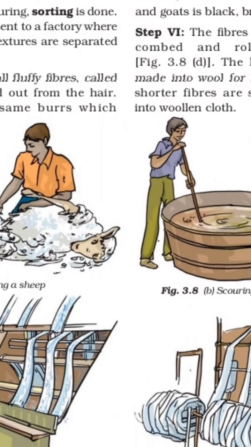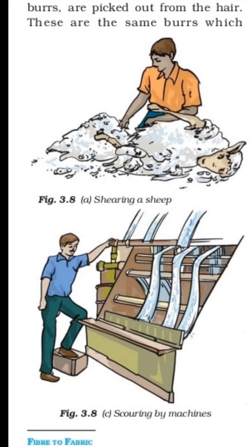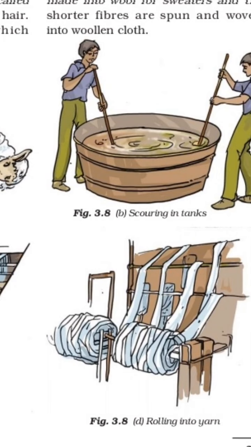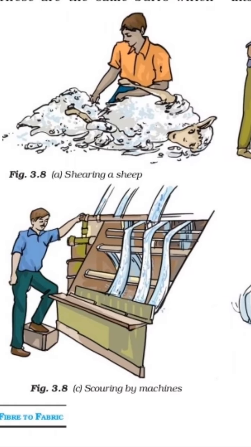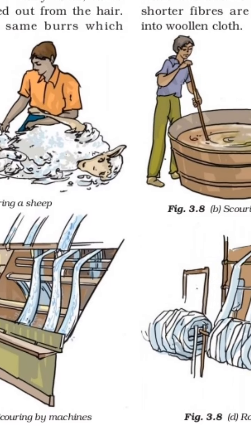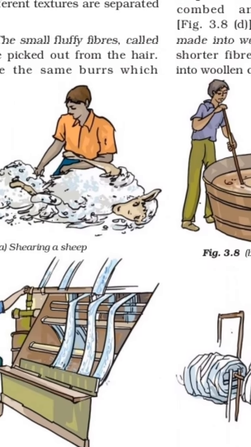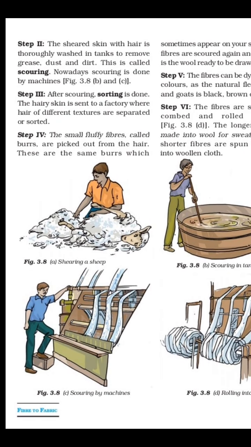Now here diagrams are mentioned. 3.8, first diagram, shearing a sheep, the cutting process, was mentioned there. Then scouring in tanks, you see the pictures. Then the third one, scouring by machines, and the fourth one, rolling into yarn. All these processes are mentioned here by the picture.